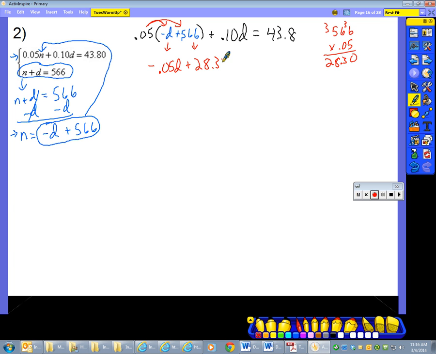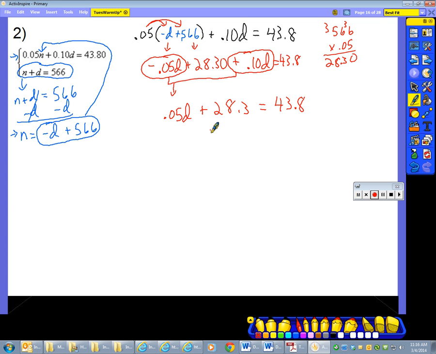So we have 28.30. So plus 28.30 plus 0.10 D equals 43.8. And let's see, I can combine like terms. I have a negative 0.05 D plus a 0.10 D, and whenever I combine those, I'm going to end up with 0.05 D, and then I'm going to write the rest of my equation, equals $43.80.